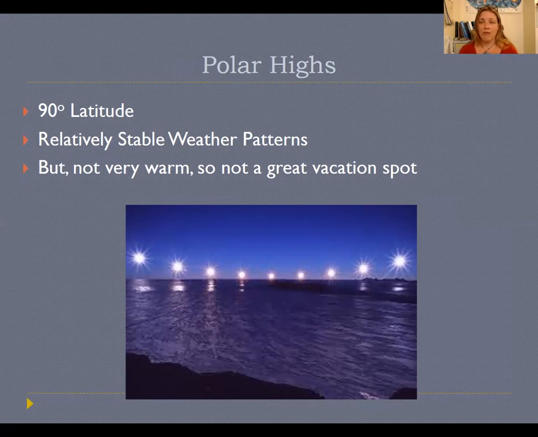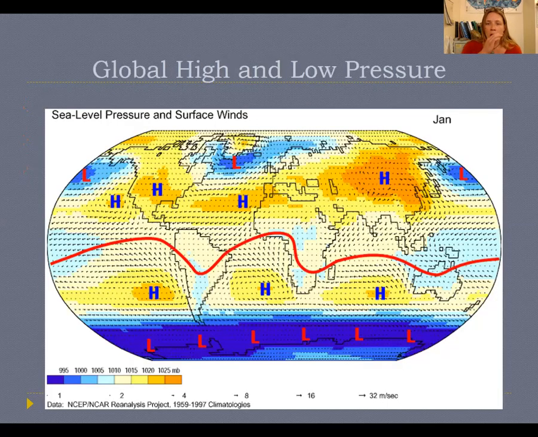So to review, we have low pressure zones at the equator, high pressure zones at 30 degrees latitude, low pressure zones at 60 degrees latitude, and high pressure zones at the poles. Okay, so what this creates is this pattern around the planet where we have low pressure zones shown in these blue colors. So we have some low pressure around the equator, and then we have higher pressures shown in yellows and oranges around 30 degrees.